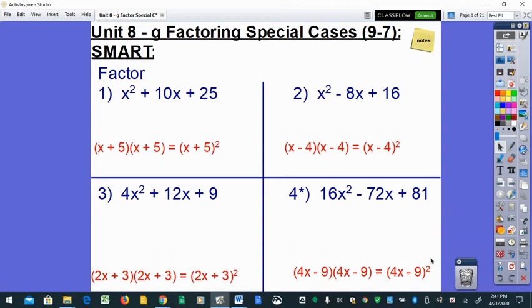And man, was that helpful, because 16 is 1 and 6 and 2 and 8 and 4 and 4, and 81 is 9 and 9. It's divisible by 3. I mean, 3 times 27. There's all kinds of combinations, but because we recognized it as a perfect square trinomial, we were able to factor it really quickly. So everything I just said, we're going to look at 4 examples again.